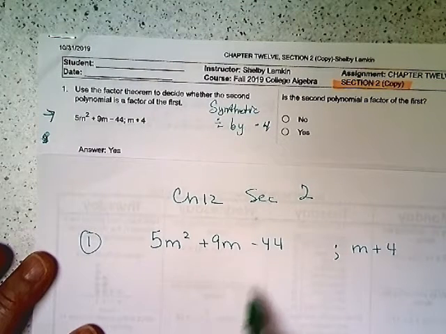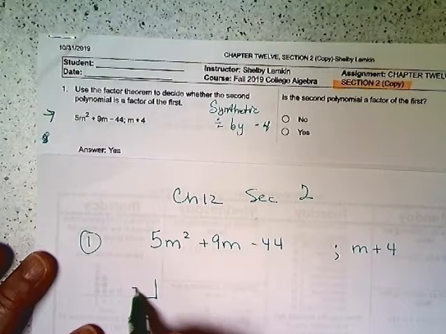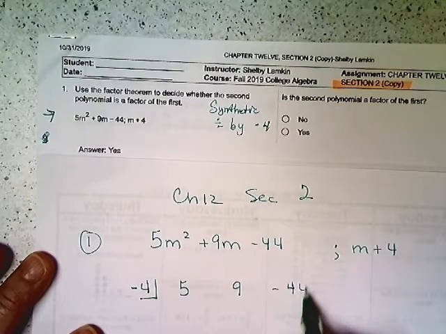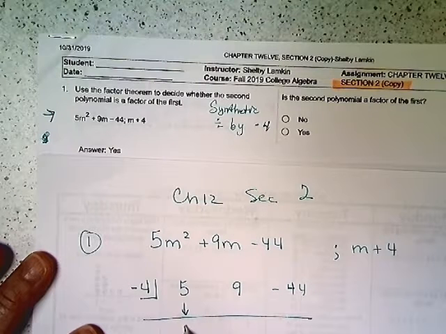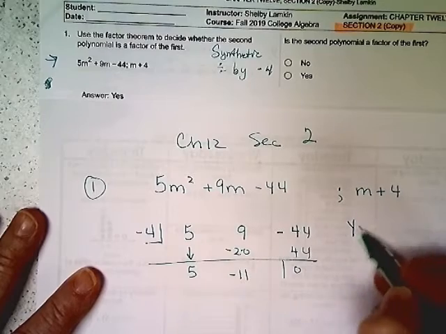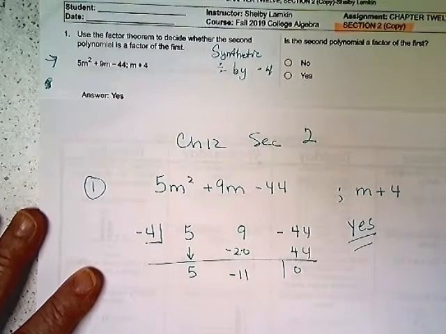So what we need to do is synthetically divide by negative 4. So it's 5, 9, negative 44. Going to drop that 5. Going to get negative 20, negative 11. Going to be 44 with a remainder of 0. The remainder of 0, then yes, it's a factor.